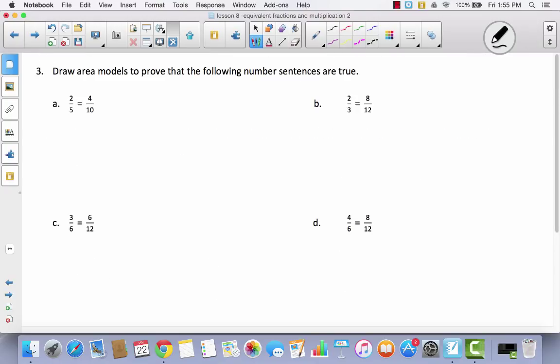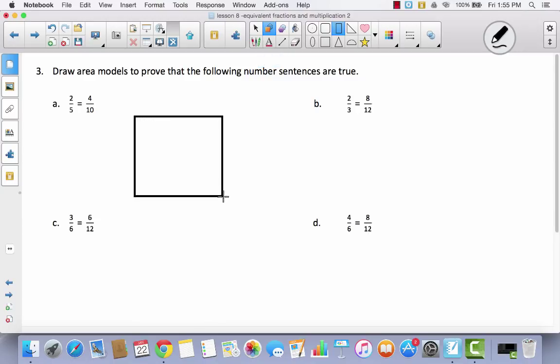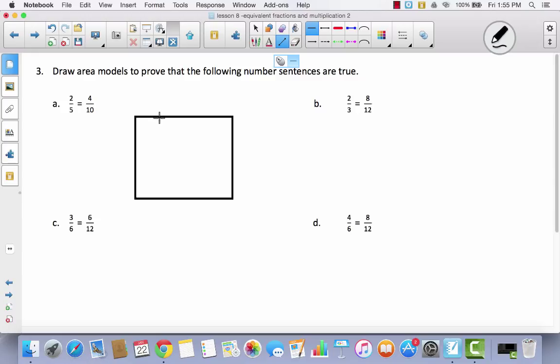All right, now we have to draw area models to prove that the following number sentences are true. So first I'm going to draw an area model to represent the first one. So it says 2/5 is equal to 4/10. So I'm going to start by drawing my area model. I'm going to do it in this space over here. And I have to make this represent 2 out of 5. So I have to divide this into 5 parts. So that means I have to draw 4 lines.